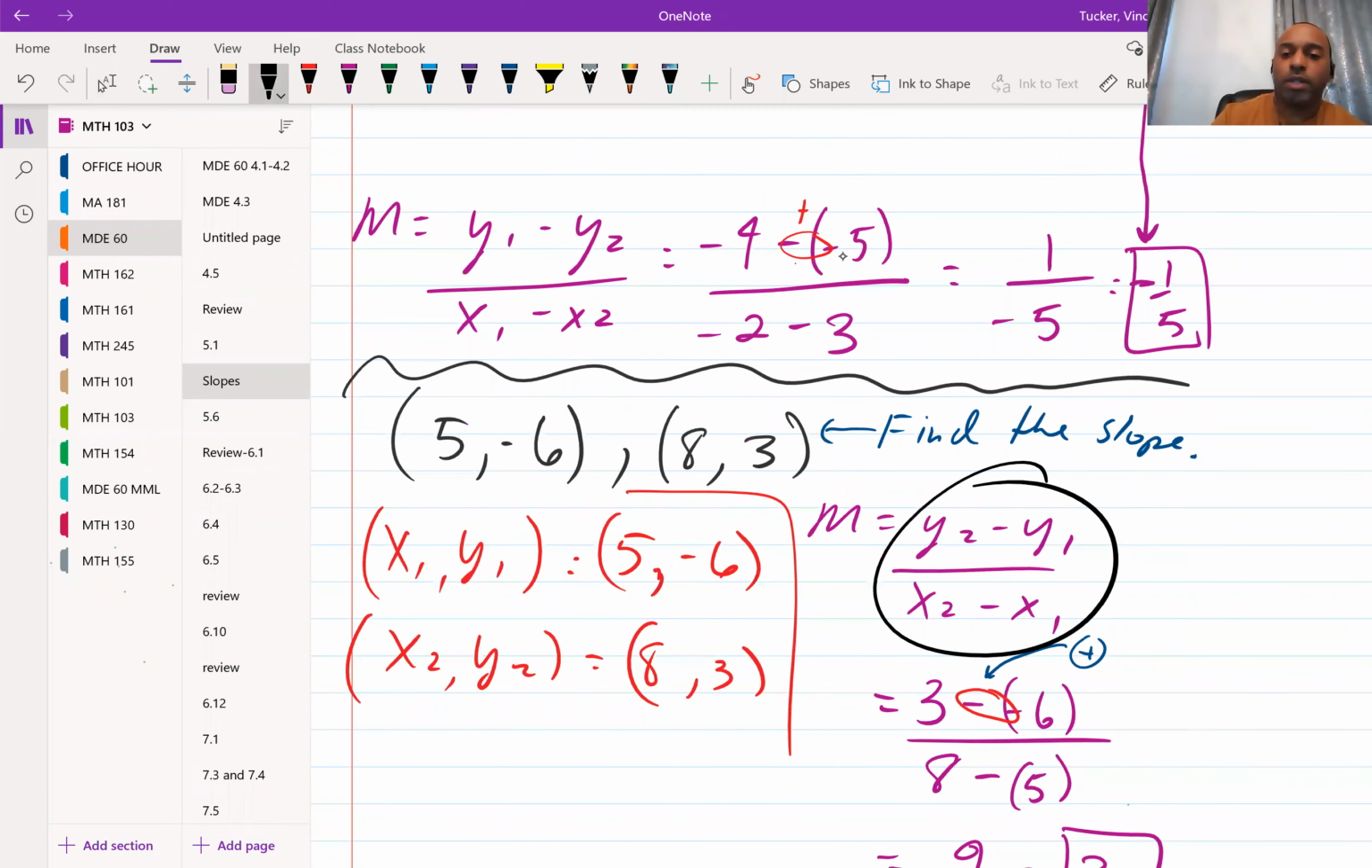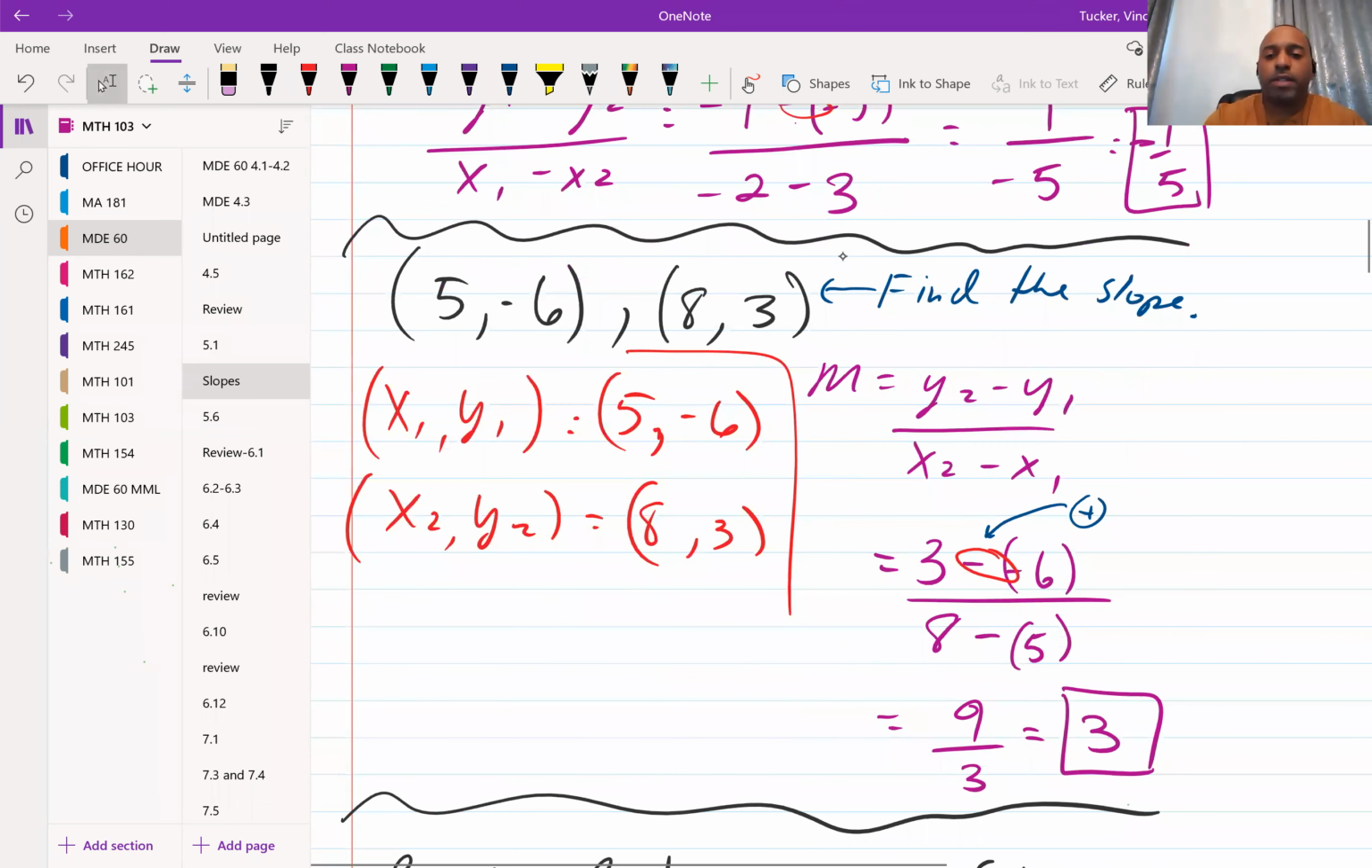So if I'm doing it in this order, y2 minus y1 is going to be 3 minus -6. Then down bottom, x2 is 8 minus x1, which is 5. So it's 8 minus 5 on bottom. So that'd be 3 plus 6, which is 9. 8 minus 5 is 3. And then 9 divided by 3 is 3.